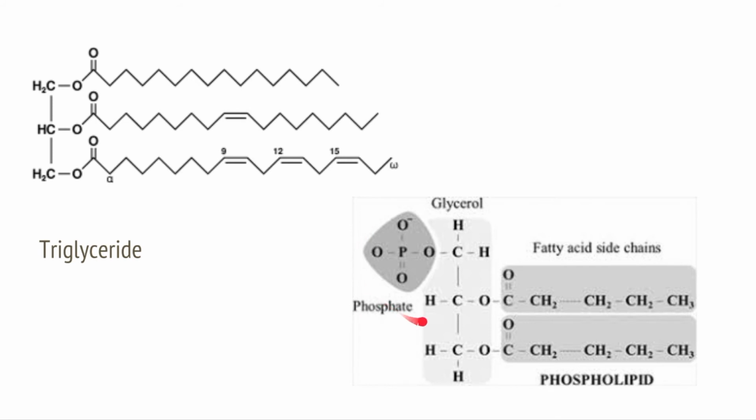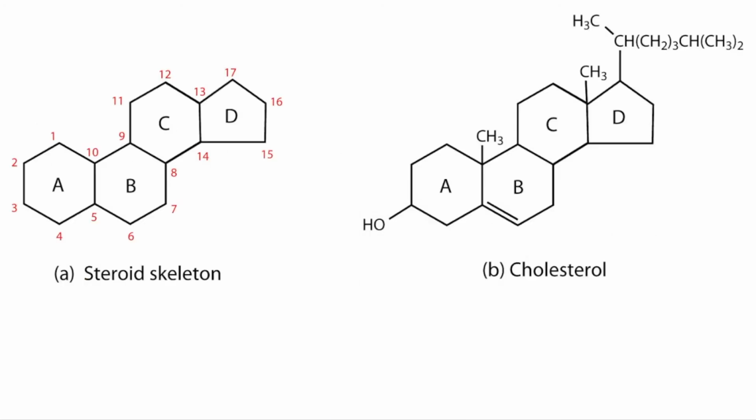This is amphipathic, meaning this part is hydrophilic and this part is hydrophobic. It is found in the phospholipid bilayer. Lastly, a steroid. This contains 4 carbon rings, 3 that are hexagonal and 1 that is pentagonal. This includes cholesterol and male and female sex hormones.